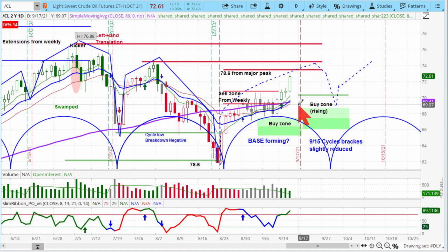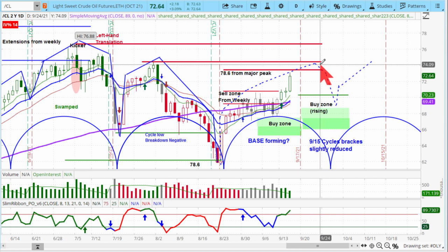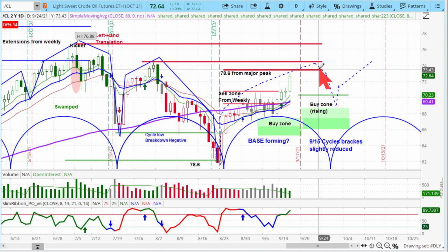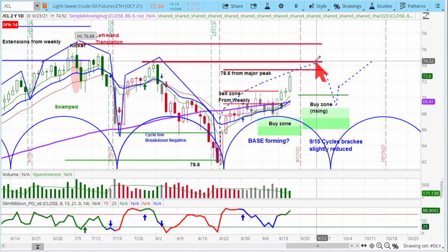And while there is resistance right here, this is the 78.6% from this peak, and this is the cycle peak right over here from this cycle. So this is an area where you'd expect it to stall, in this area of 73.40 to 74.40. So it's in that dollar range. You'd expect that to stall. This buy zone is rising the higher this gets.